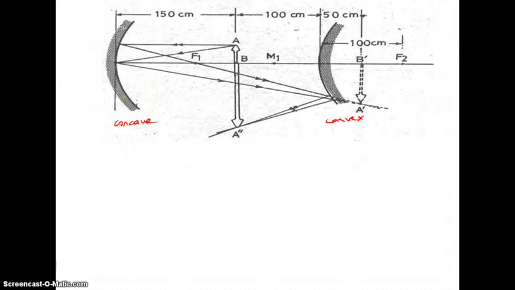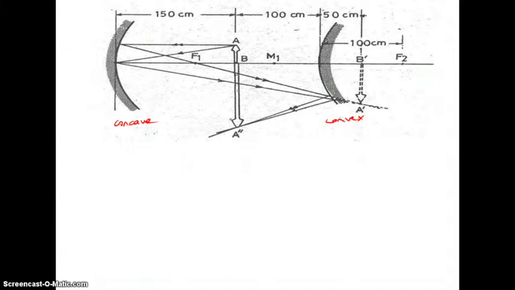A. If the light rays first reflect from the concave mirror. B. If the light rays first reflect from the convex mirror. This slide shows the case A. As you see, light rays first come to the concave mirror and then to the convex mirror and form the final image A prime prime.